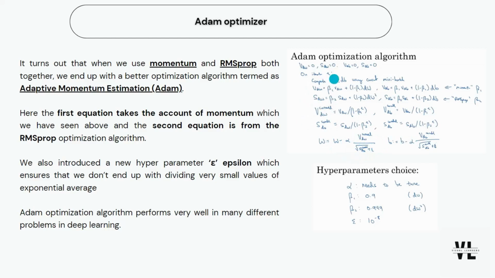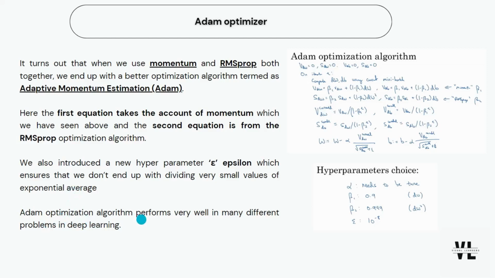Previously, we just divided DW by the square root of SDW, but now we're going to divide the corrected VDW by the corrected SDW, which is under a square root, and add the epsilon term, the error correcting term, and we're going to update the weight and the bias. So basically what Adam optimization algorithm is doing is combining the concepts from both gradient descent with momentum and RMSProp in order to create a new optimization algorithm.